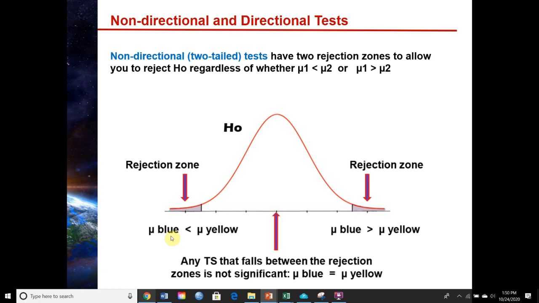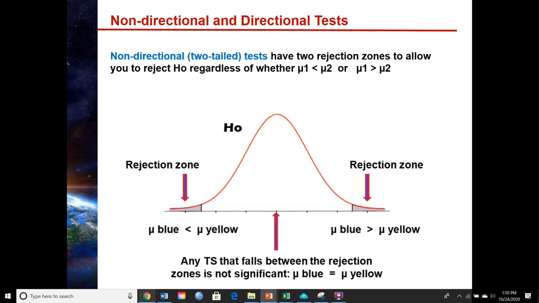It'll just become negative based on who you decided to label as group 1 and group 2. Here, if you labeled group 1 blue, because we do group 1 minus group 2, right? That's just a convention. So here, if blue was your first group and the mood scores were higher, then you're going to get a positive test statistic and you'll be in this rejection zone. But I really don't want you to get too hung up with this, because what if you had labeled yellow as group 1?